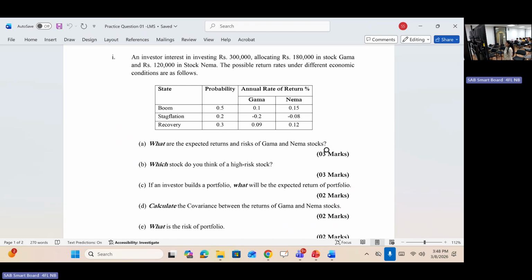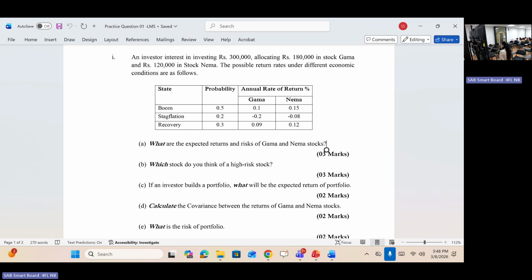The possible return rates under different economic conditions were given to you. How many different economic conditions? We have boom, and then stagnation, and then the third one, recovery. Probabilities 0.5, 0.2, and 0.3. We have two stocks, Gamma and Lemma. The annual rate of return is also given to you.